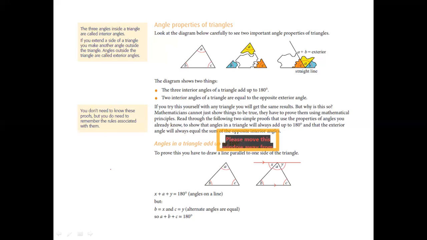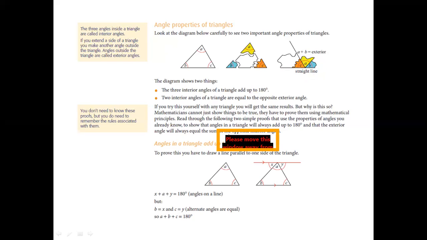But why is this so? Mathematicians cannot just show things to be true. They have to prove them using mathematical principles. Read the text, please. It's so long. As you hear, they have shown us that A plus B is an exterior angle because it is outside of the triangle, and C is an interior angle. This line is a straight line and must be equal to 180. So A plus C plus A plus B is equal to 180.